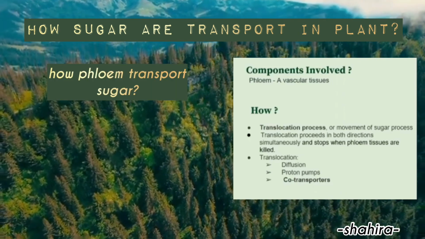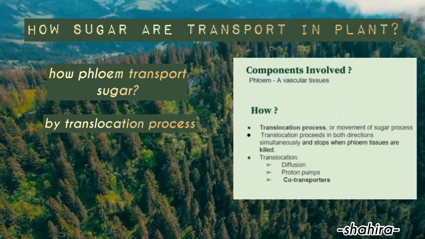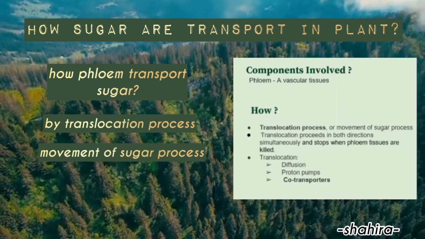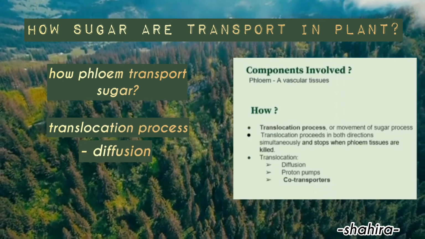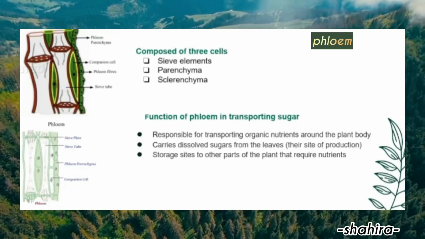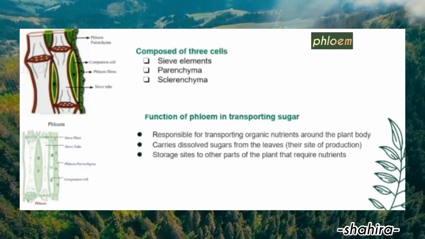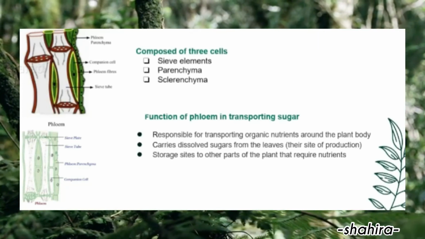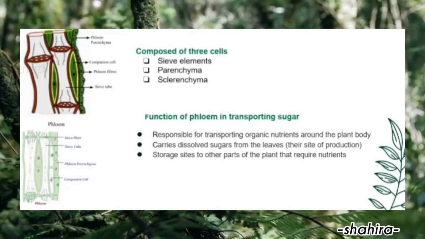Phloem transports the sugar by the translocation process, or in easy words, the movement of sugar. Translocation includes diffusion, proton pumps, and also co-transporters. As we know, phloem is composed of three cells, which are sieve elements, parenchyma and sclerenchyma, and each of these cells plays its own function and role.